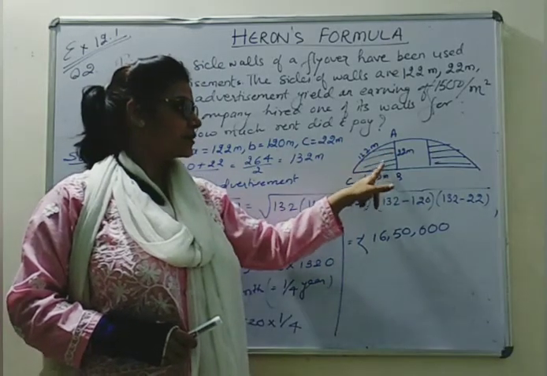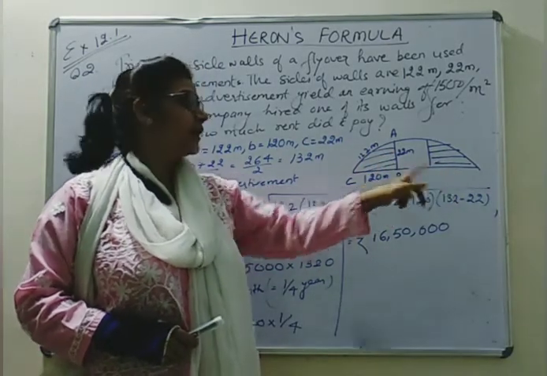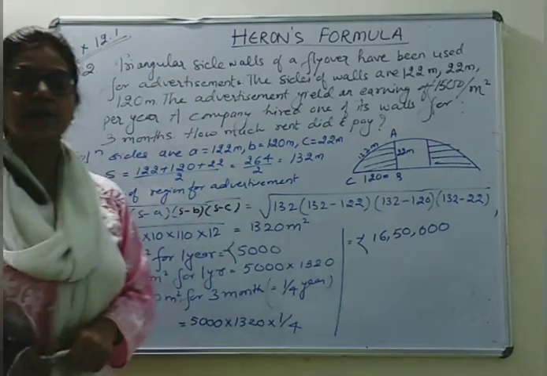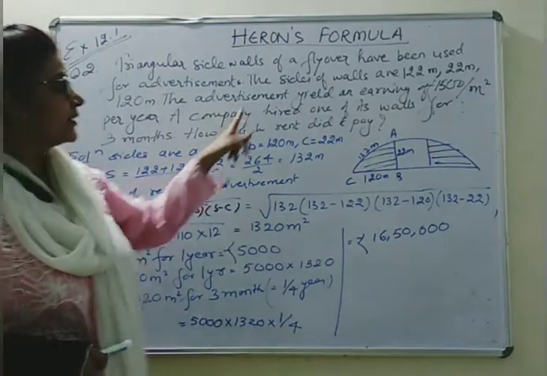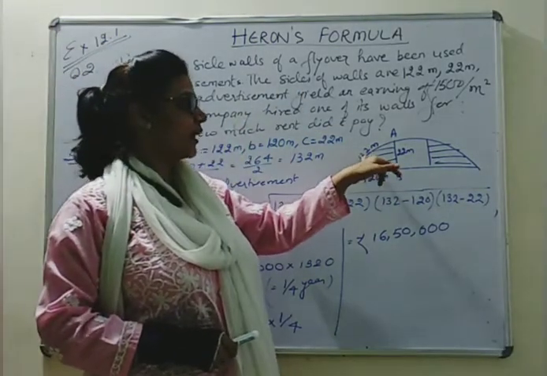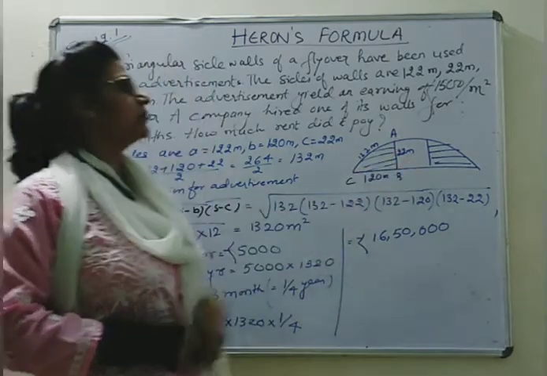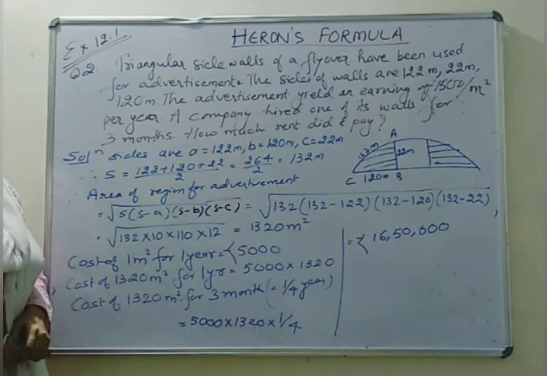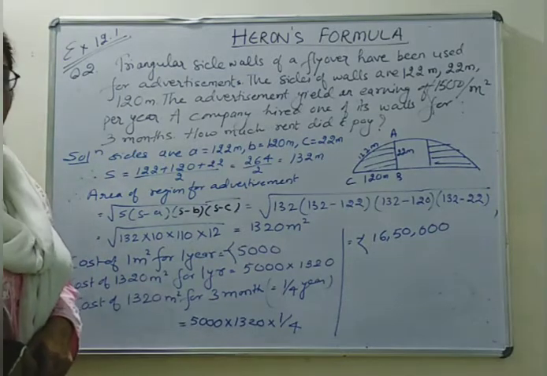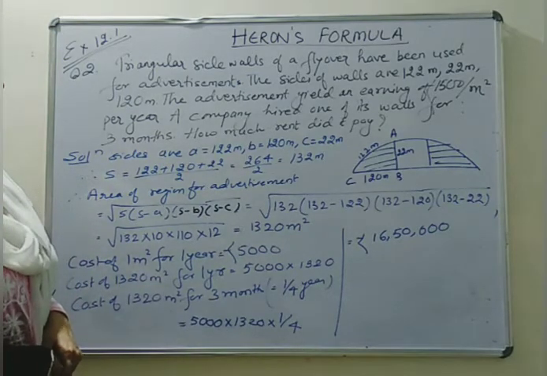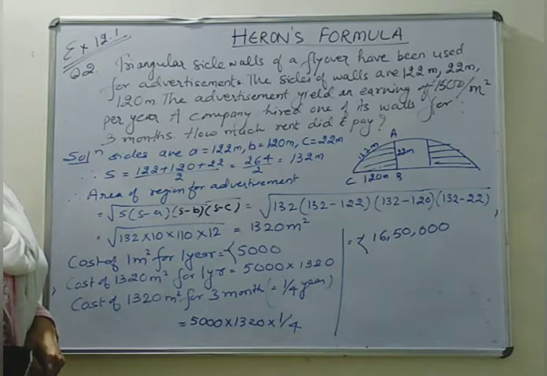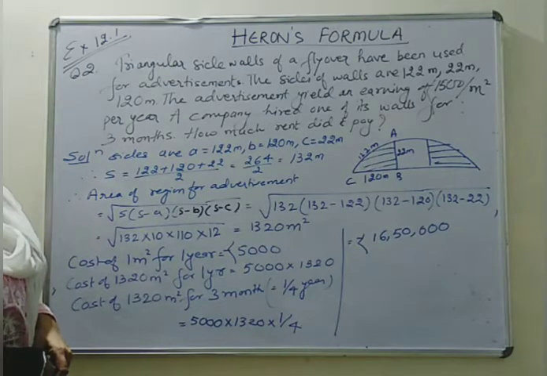and the side walls. These two are the side walls. These are used for the advertisement. The sides of the walls are 120, 122, and 22 meter. The advertisement yields an earning of rupees 1,500 per meter square per year.